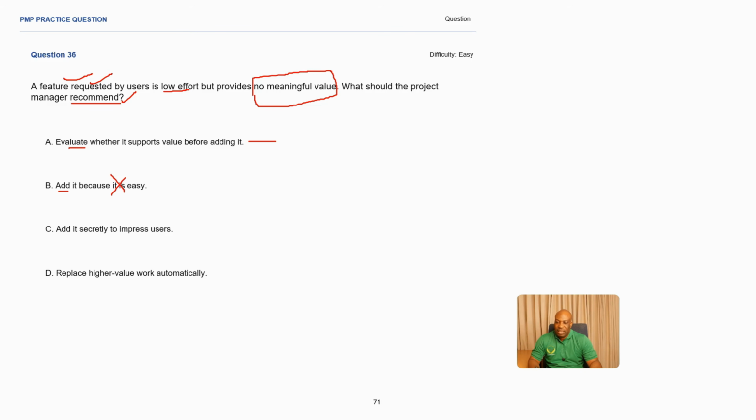Add it secretly to impress users. Everything must be transparent in a project. That's the good ethics of a project manager. So this becomes an incorrect answer. Replace higher value work automatically. Okay, you don't do this in a project. You don't just go and replace high value work, because something which has got high value must be protected in a project environment. So making this an incorrect answer.